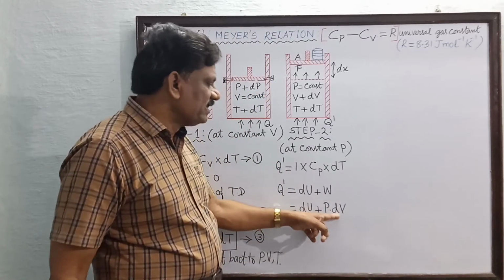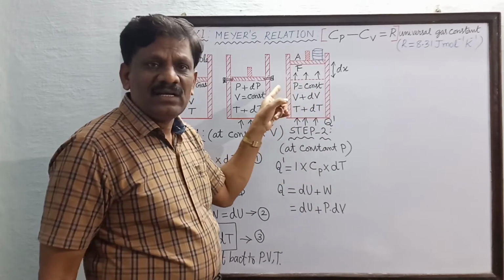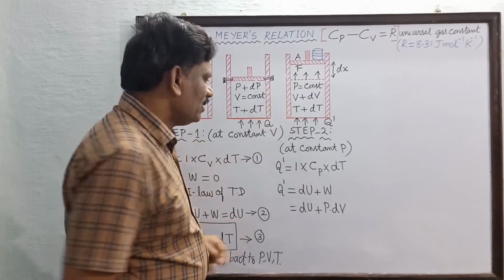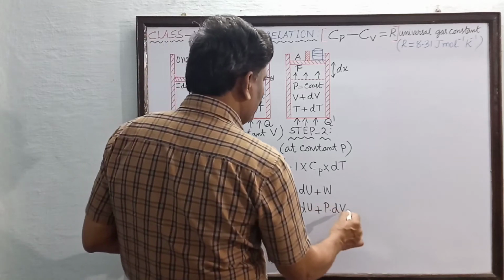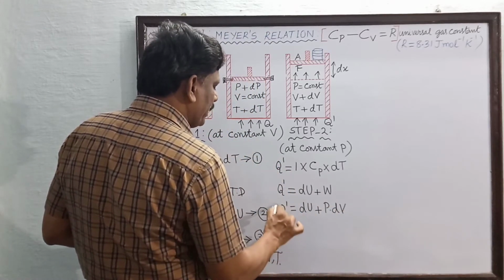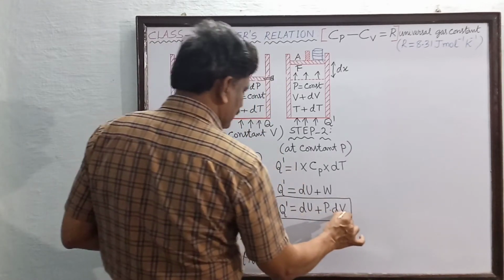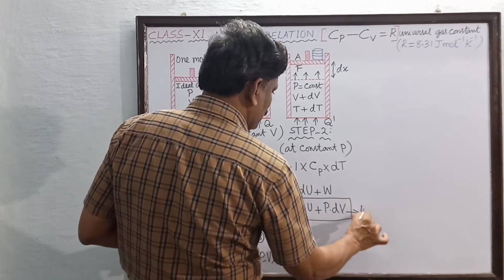Because the volume has changed by how much? dV. The pressure has remained what? Constant. Is it not? So it is P dV. And this is the expression for what? Q dash. So this is another equation required for us. So I will number this as equation 4.